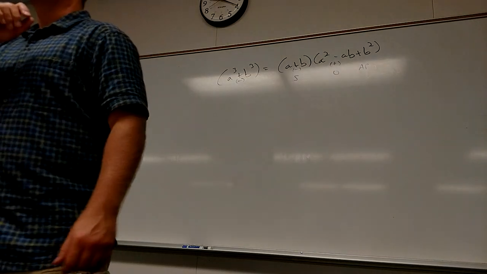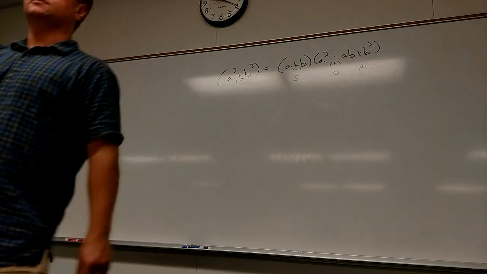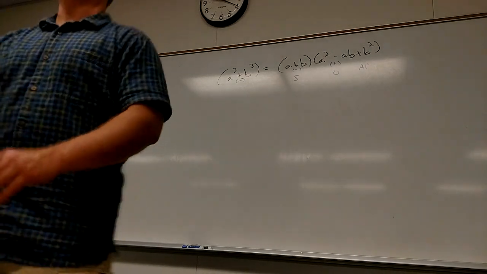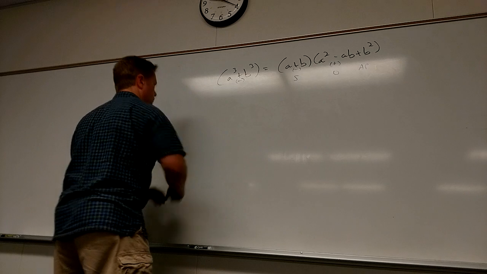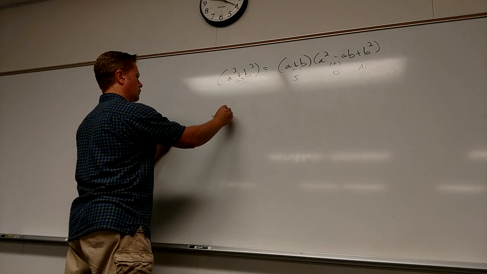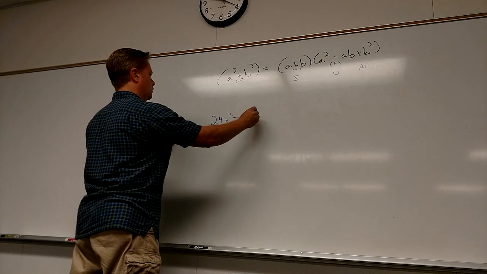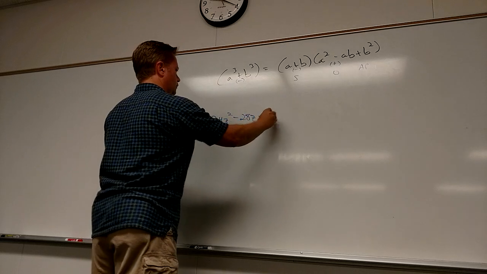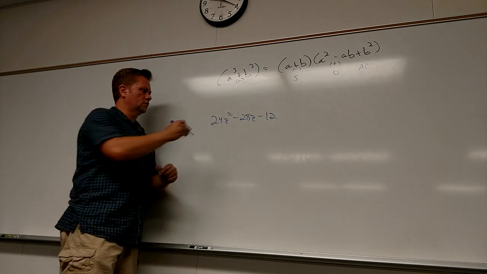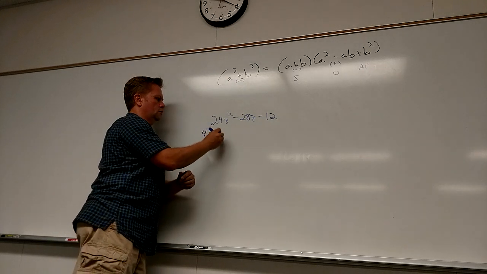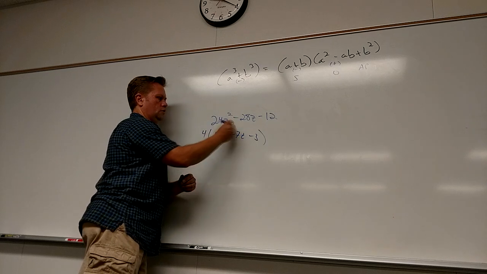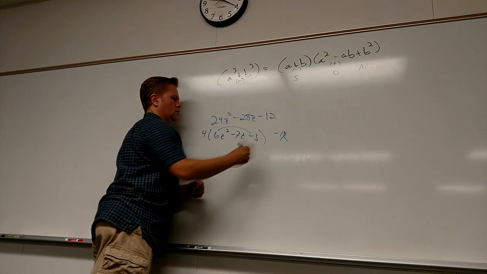Is one there? Just wandered. They do that sometimes. 24 z squared minus 28 z minus 12. Now, okay, pull out the 4, you get 6 z squared minus 7 z minus 3. And you split that up. The middle terms are negative 9 and positive 2.